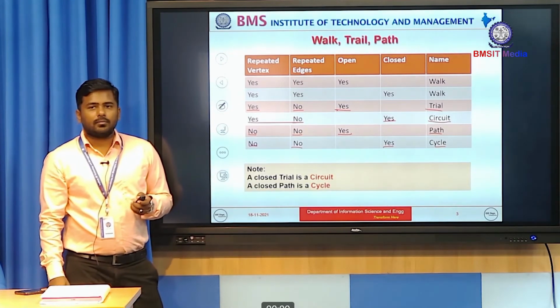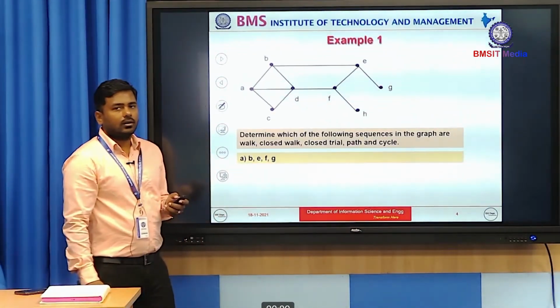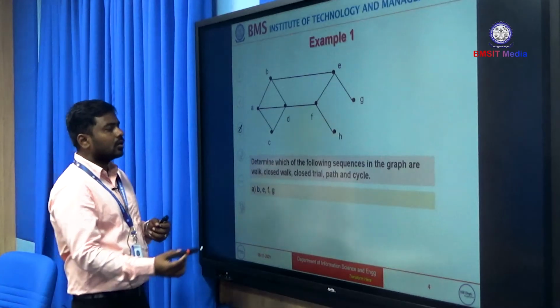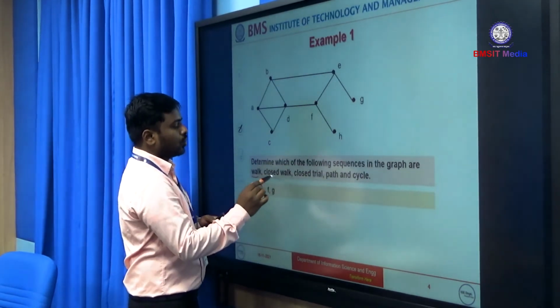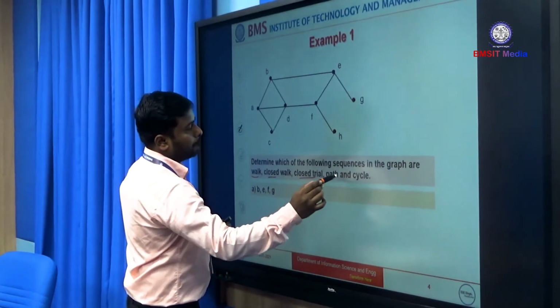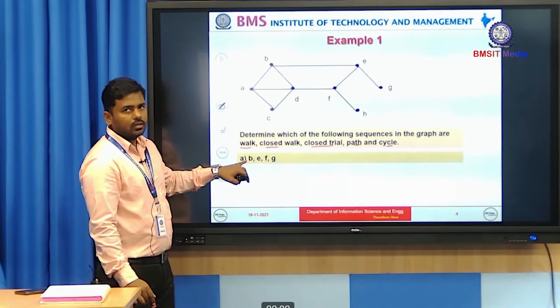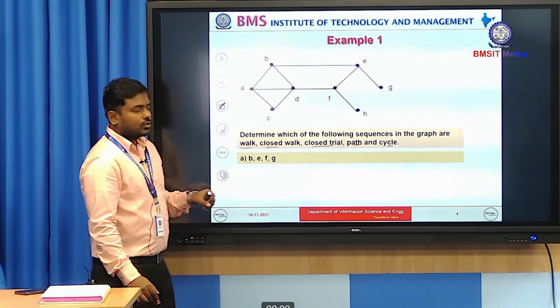Let us see with an example. Here we have vertices A, B, C, D, E, F, G and H, and these vertices are connected by edges. Now determine which of the following sequences in the graph are walk, closed trial, path and cycle. Let us consider this walk from B to E, E to F and F to G. Is it a walk?